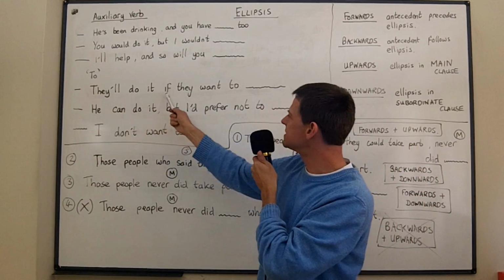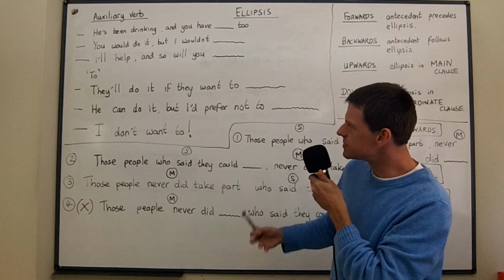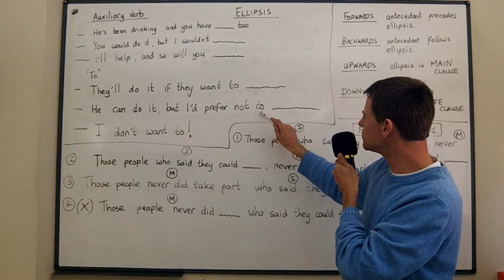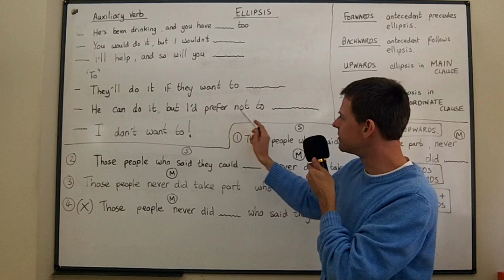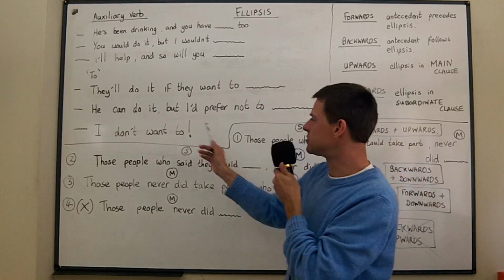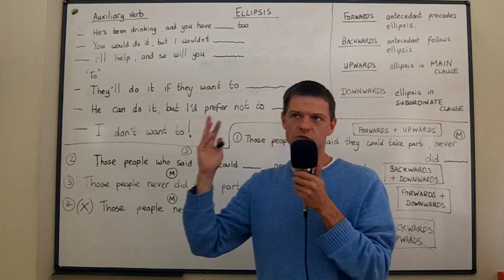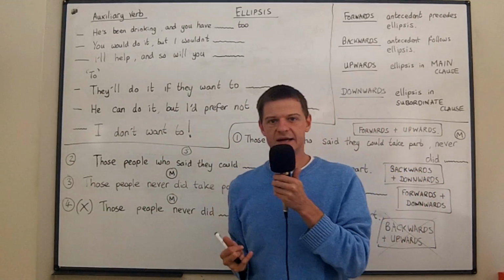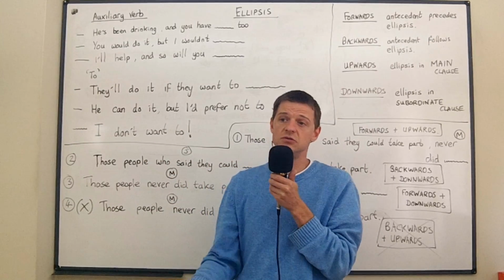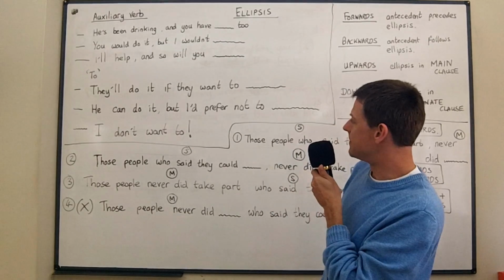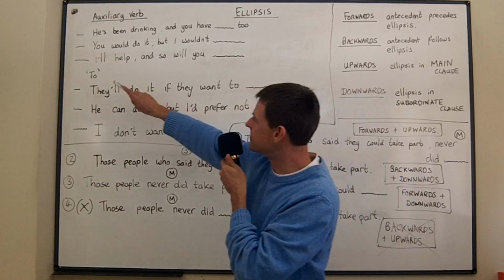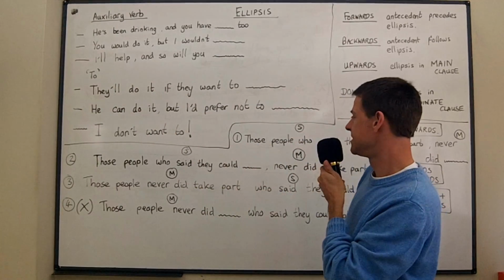So they'll do it if they want to. If they want to do it, that's what's missing here. He can do it, but I'd prefer not to do it. Yeah, this I'd prefer not to is also a good example of ellipsis. Or just, yeah, when you're answering I don't want to or I want to, because you mean the activity which is being spoken about, but you don't need to repeat it. You can just say I want to, I don't want to. Okay, so there. Please remember about those. This is also important in ellipsis too.